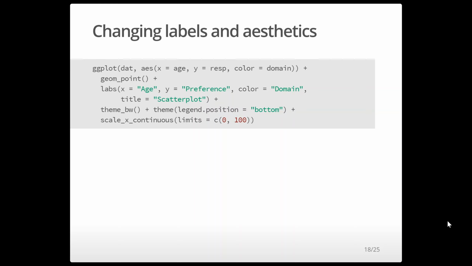And then after that, we have this labs function. So here I'm saying the x-axis should be titled age, the y-axis should be titled preference. The color argument here is what the legend is going to be titled. Because we're grouping by color, if we want to name the legend, inside the labs argument we call color equals domain. And then a general title, I'm just going to give this plot a general title of scatter plot. Then I'm going to use theme_bw to take away the gray background. I'm going to use theme legend.position equals bottom to move the legend from the right-hand side to the bottom. And then I'm going to rescale the x-axis so it goes from 0 to 100.